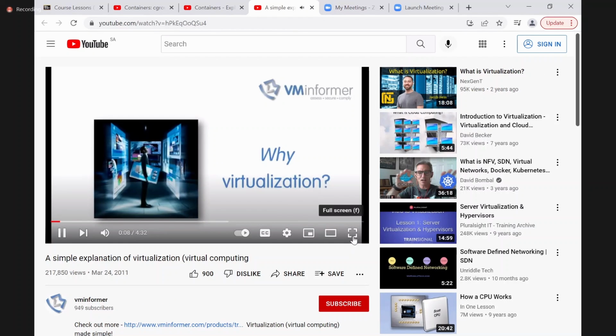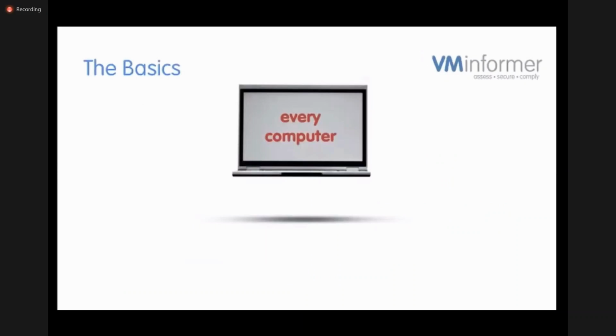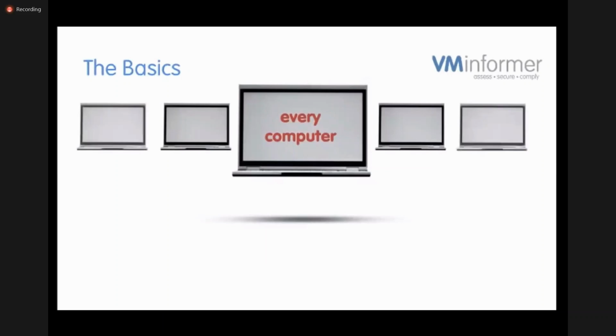The question to answer is why virtualization? Well, it's simple. It saves money and resources. Of course, you'd like us to tell you how it works, so here's a simple introduction. Virtualization, or virtual computing, makes one physical computer act and perform like many computers.